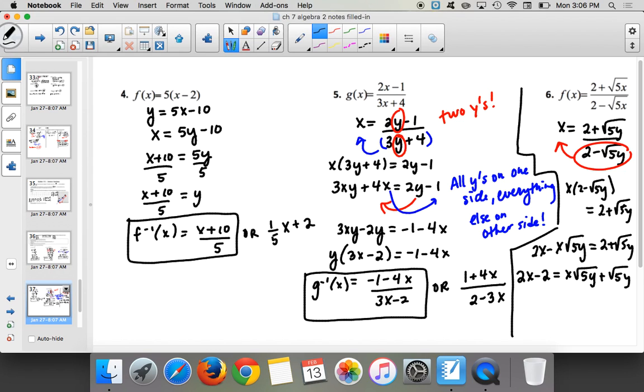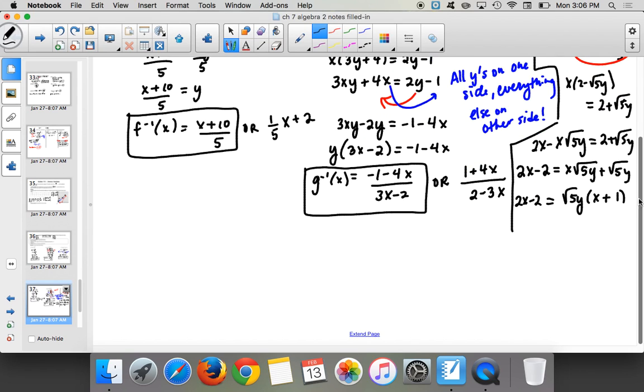Now what do you think? Yeah, pull out the square root of 5y. So when I pull out the square root of 5y, I'm left with not just x. A lot of people just write x. x plus 1, right? Equals 2x minus 2. And then we divide. So I'm going to divide by x plus 1, divide by x plus 1. So I get 2x minus 2 over x plus 1 equals the square root of 5y.